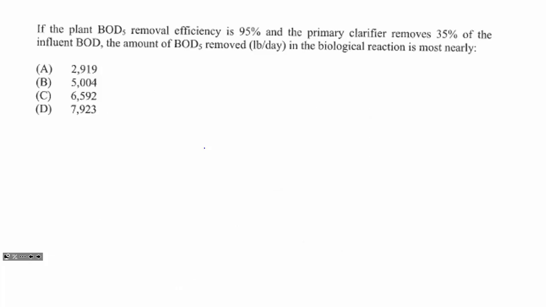So we're given that we have a plant efficiency. So in total, the plant efficiency, or PEFF, is going to be equal to 0.95. The primary clarifier, we can call it P.C., its efficiency is going to be equal to 0.35. So W, we'll use that term right now.